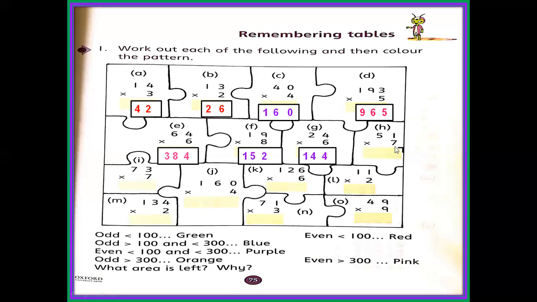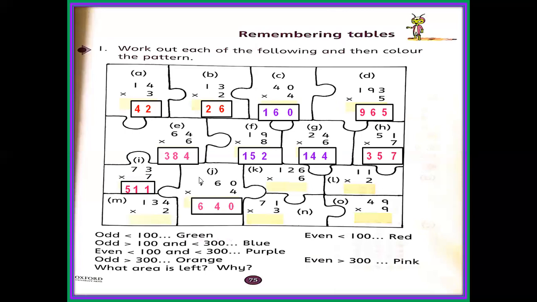7 ones are 7 and 7 fives are 35. Read the table of 5. 5 ones are 5, 5 twos are 10, 5 threes are 15, 5 fours are 20, 5 fives are 25, 5 sixes are 30, 5 sevens are 35. 7 threes, read the table of 3. 3 ones are 3, 3 twos are 6, 3 threes are 9, 3 fours are 12, 3 fives are 15, 3 sixes are 18, 3 sevens are 21, plus 2 will go to add into 7 sevens are 49 plus 2, 51. 511 is the answer.